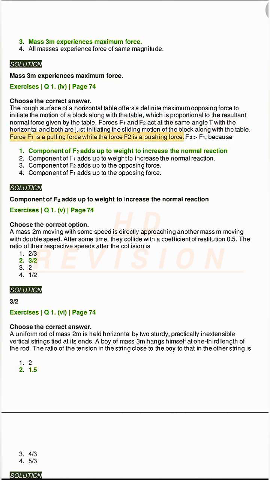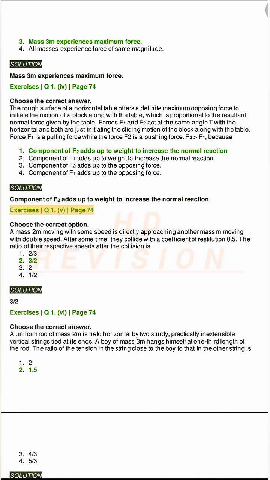Force F1 is a pulling force while the force F2 is a pushing force. F2 is greater than F1 because: 1. Component of F2 adds up to weight to increase the normal reaction. 2. Component of F1 adds up to weight to increase the normal reaction. 3. Component of F2 adds up to the opposing force. 4. Component of F1 adds up to the opposing force. Solution: Component of F2 adds up to weight to increase the normal reaction.